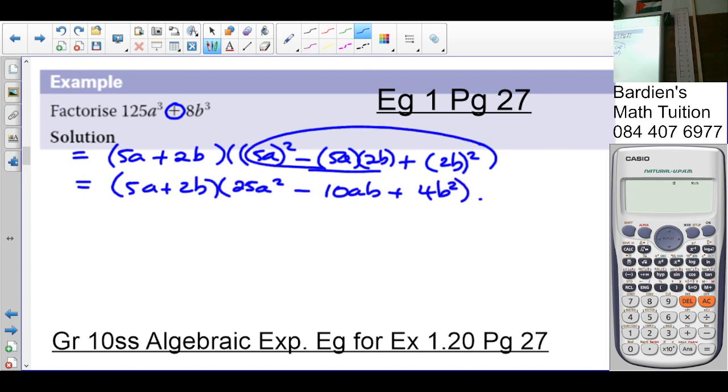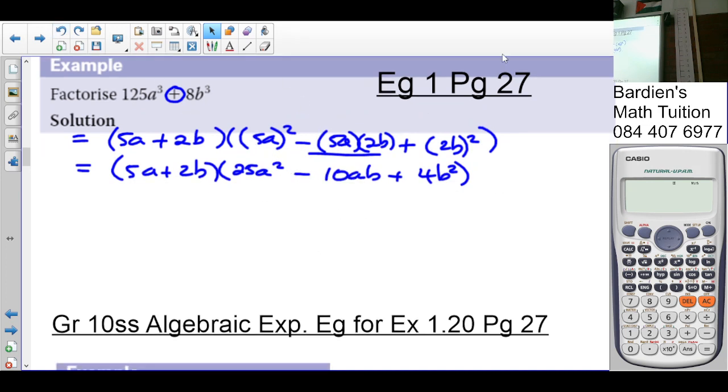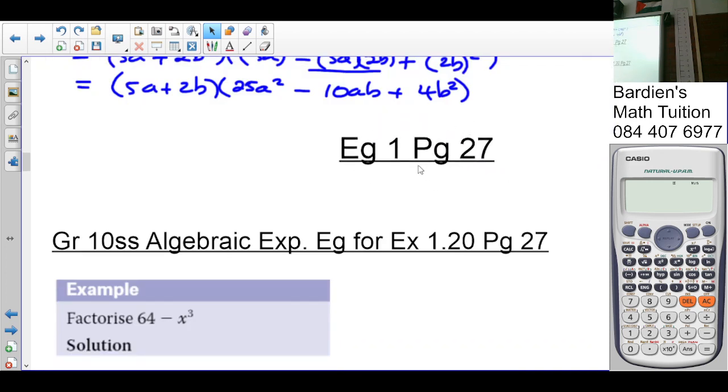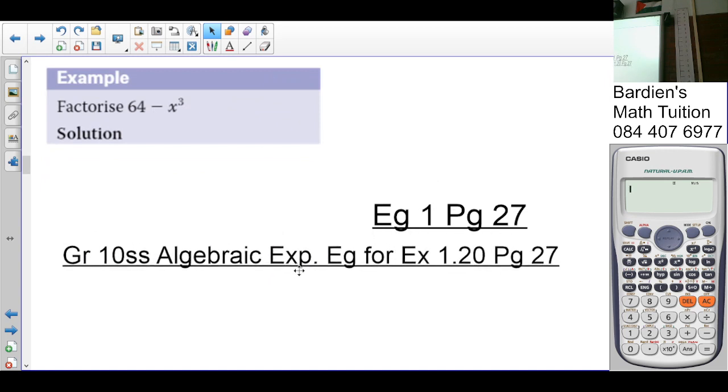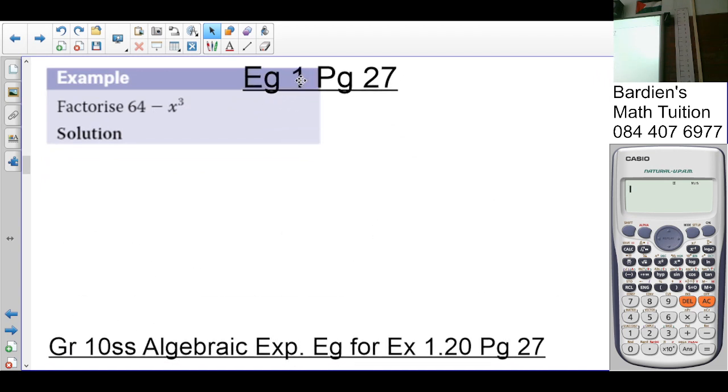Do I have to put this middle step in here? No. If you can do this without writing it down and getting it right all the time, you can go straight into that answer there. But since it's initial stages, I would suggest you just write it down. Okay. Just to remind you what's happening.